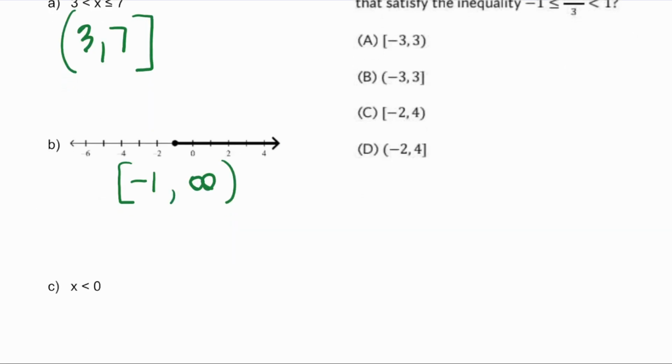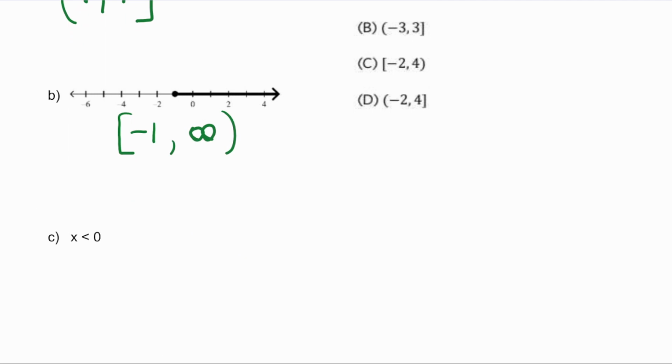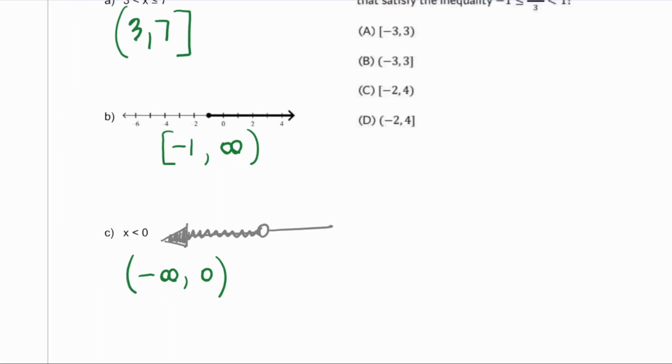And then x less than 0. Well, if I was going to draw you a picture of that, it's going to start from -infinity and go all the way up to 0. Now, we're not going to include 0 because that's an open circle, it's strictly less than 0, and we're not going to include -infinity because it's not a real number.